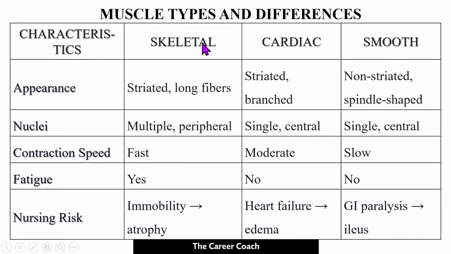With regards to fatigue, skeletal muscles are easily fatigued. Cardiac muscles are not fatigued, and smooth muscles are not fatigued. With regards to nursing risk, if you keep skeletal muscle immobilized, they may lead to muscle atrophy. With regards to nursing relevance, cardiac muscles are subject to heart failure evidenced by edema. Smooth muscles are subject to GI paralysis, leading to ileus.